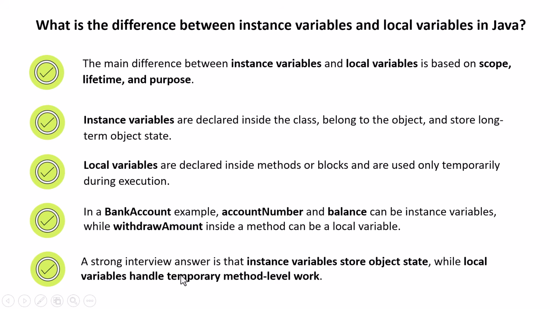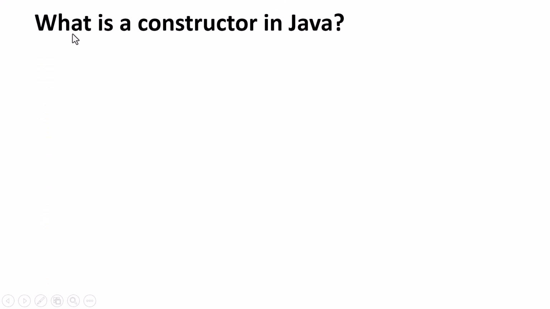So the best interview answer is this. Instance variables belong to objects and store object state for as long as the object exists, while local variables belong to methods or blocks and are used only temporarily during execution. Next question. What is a constructor in Java?